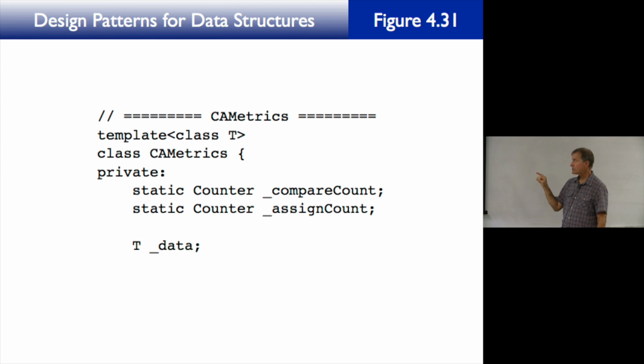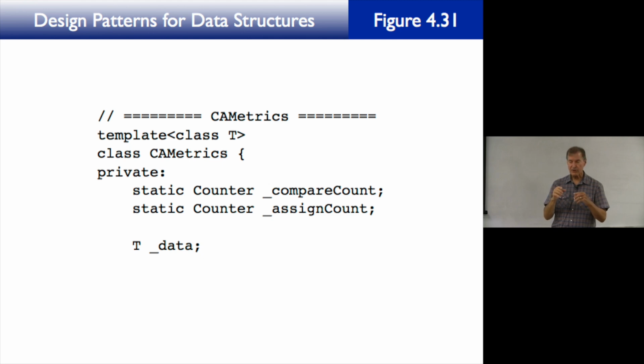Here in CA metrics, in figure 4.31, we have class CA metrics, and we have private static counter compare count, static counter assign count. What is the meaning of the C++ word static? There's only 1 per class instead of 1 per object. So you understand that if we are sorting 100 objects, we don't want 100 different counters.